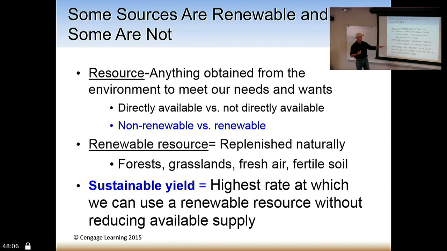So if we use the soil faster than it can do that, then the soil basically dies, and it's not a sustainable yield. We're over harvesting that resource. Basically, we're overusing it. Okay, so we can use a renewable resource without reducing the available supply.